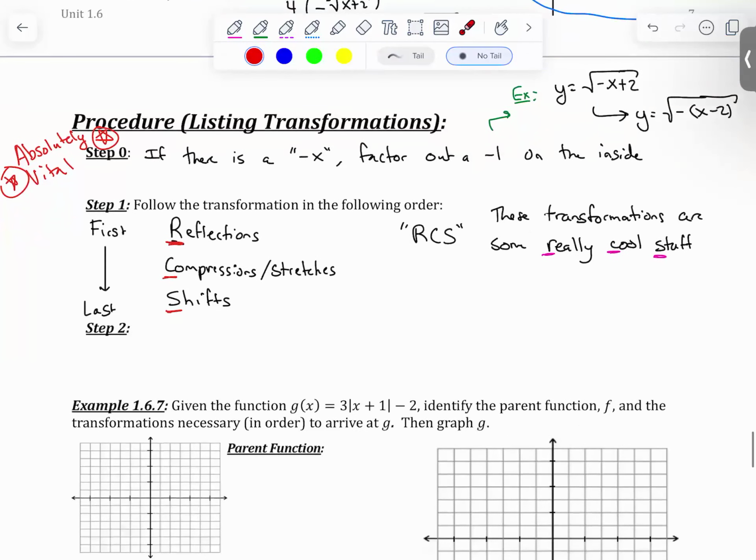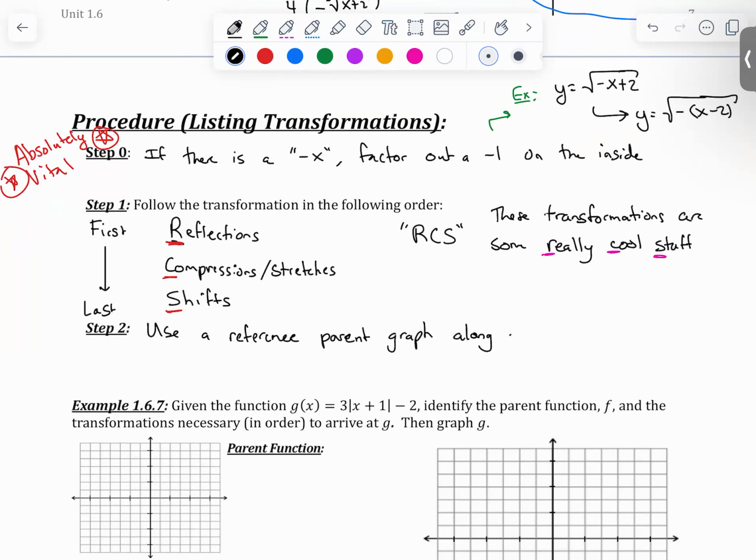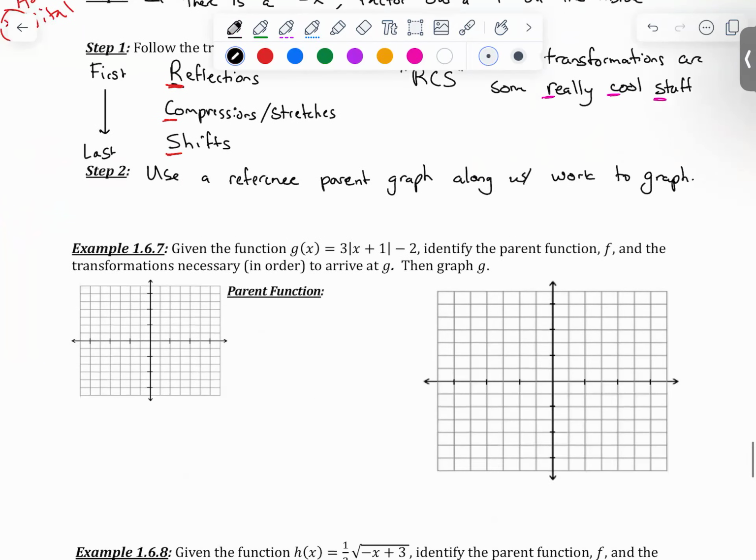The last step, step 2, is to use a reference parent graph along with your work to graph. So you're going to use a parent graph for reference to figure it out. So let's look at some examples.